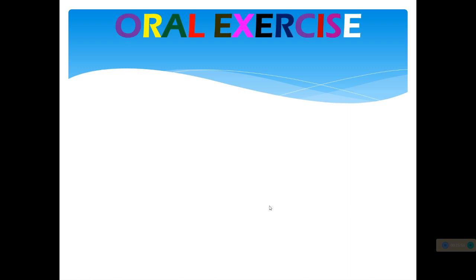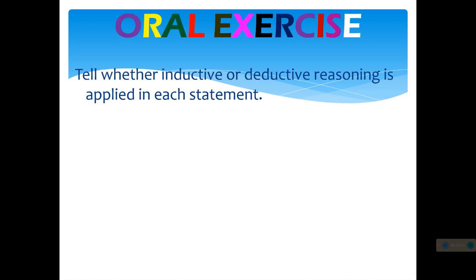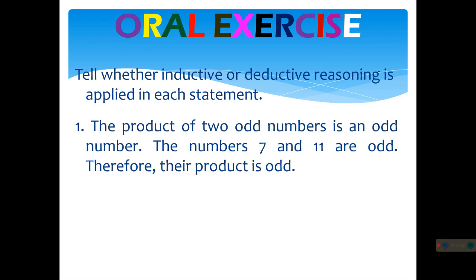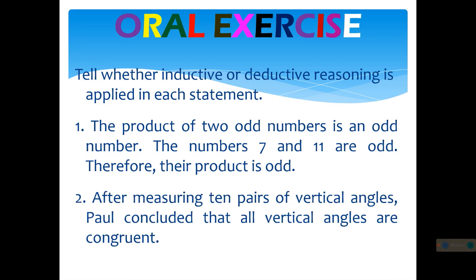So let's have this oral exercise. Tell whether inductive or deductive reasoning is applied in each statement. So we have number 1, the product of two odd numbers is an odd number. The numbers 7 and 11 are odd. Therefore, the product is odd. Okay, write your answer if it is inductive or deductive. Next, after measuring 10 pairs of vertical angles, Paul concluded that all vertical angles are congruent. Okay, is it inductive or deductive?